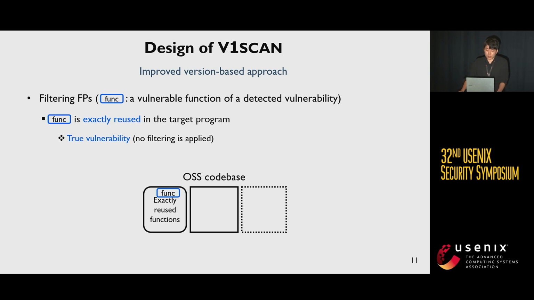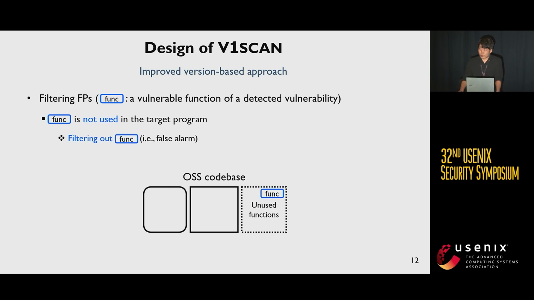Let func be a vulnerable function of a detected vulnerability. If this func is contained in the exactly reused functions, it means that this vulnerable code is exactly propagated to the target program. So V1SCAN determines that this result is a true vulnerability and does not apply any filtering method. If the func is contained in the unused functions, it means that this vulnerable code was not propagated to the target program, so V1SCAN filters out this vulnerability from the result.